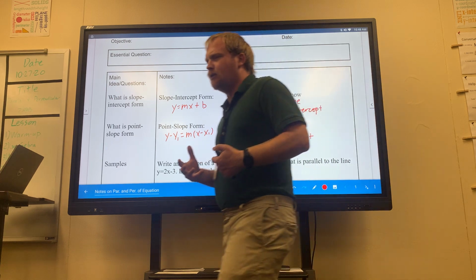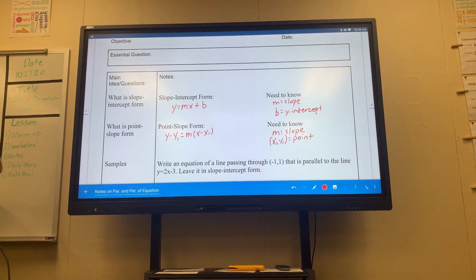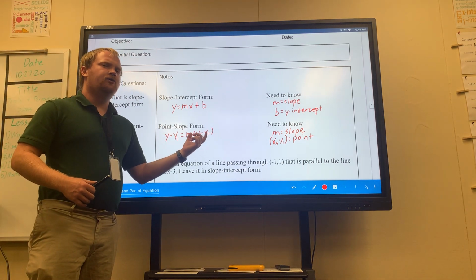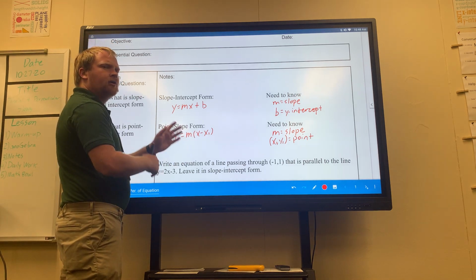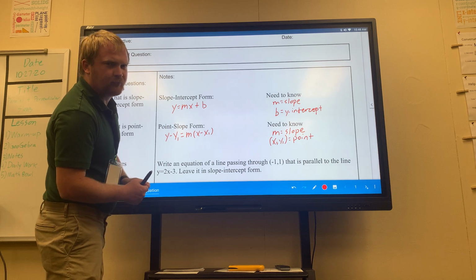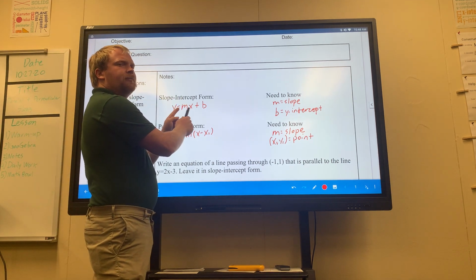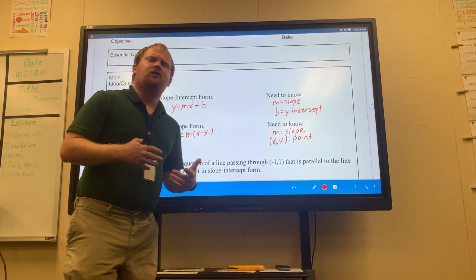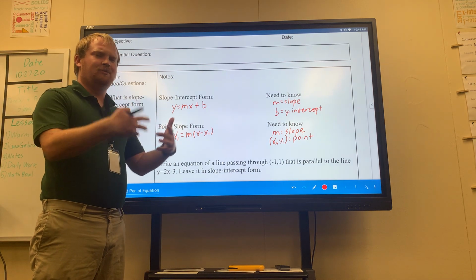The reason why both of these are important is that I need to set it up in point-slope form first, do a little bit of algebra, and work my way to slope-intercept form. We mainly want to set it up in slope-intercept form, but there may be times when I want you to set it up in point-slope form, so you get the feel of setting it up to begin with.